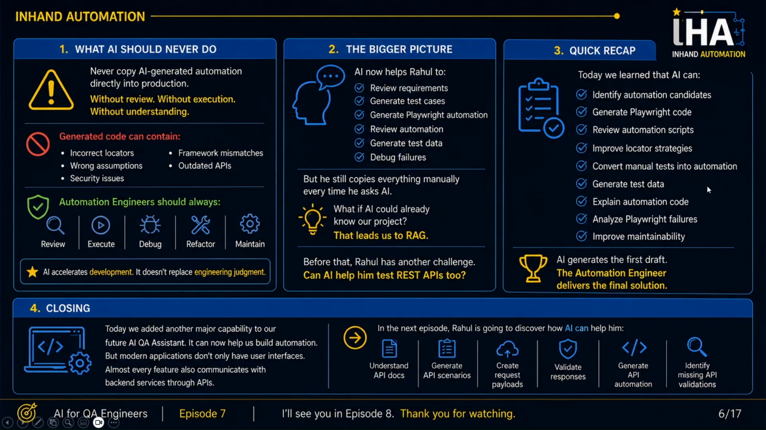We can generate the test data using AI. We can ask for the explanation of the automation code. We can analyze the failures using the AI, and we can also ask for maintainability. So AI generates the first draft, but the automation engineer is the key who delivers the final solution.